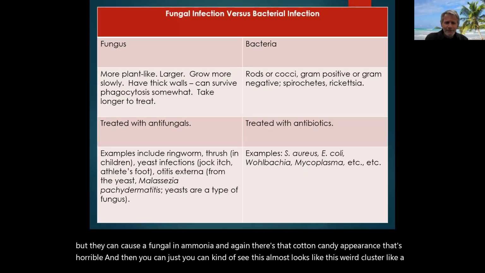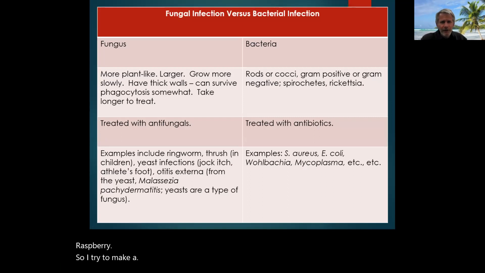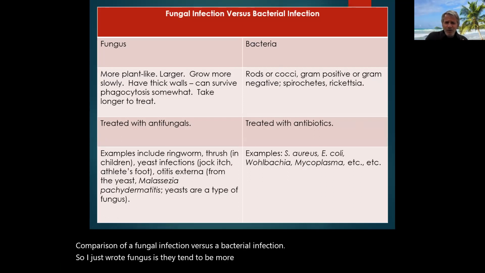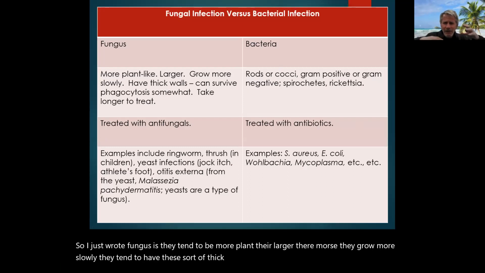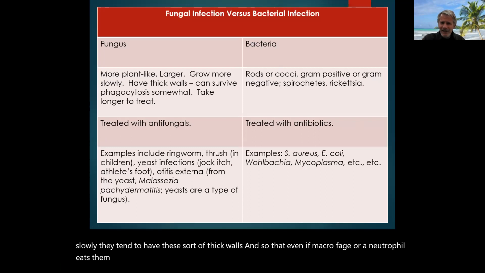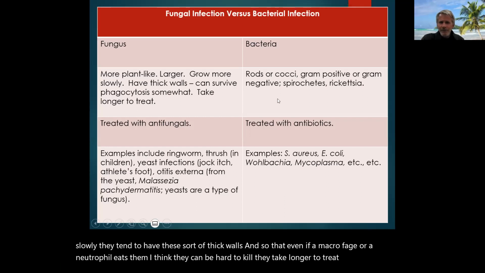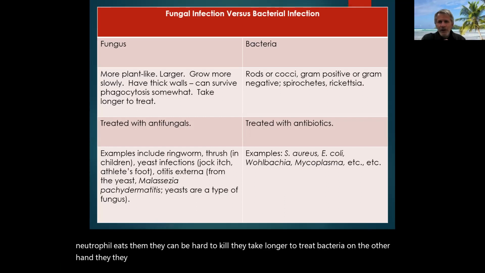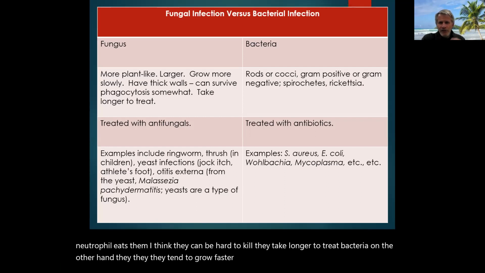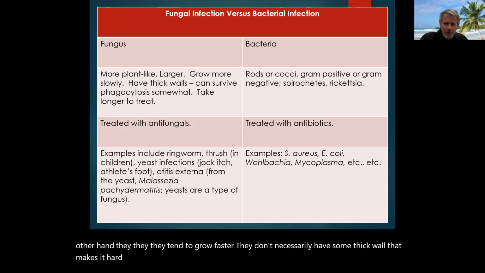So I tried to make a comparison of a fungal infection versus a bacterial infection. I just wrote, fungi tend to be more plant-like, they're larger, they grow more slowly. They tend to have these thick walls, so even if a macrophage or a neutrophil eats them, I think they can be hard to kill. They take longer to treat. Bacteria, on the other hand, tend to grow faster. They don't necessarily have some thick wall that makes it hard to destroy them.